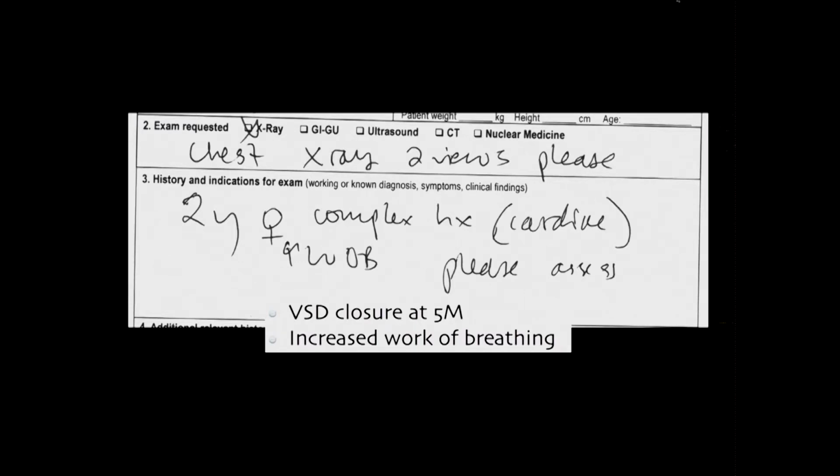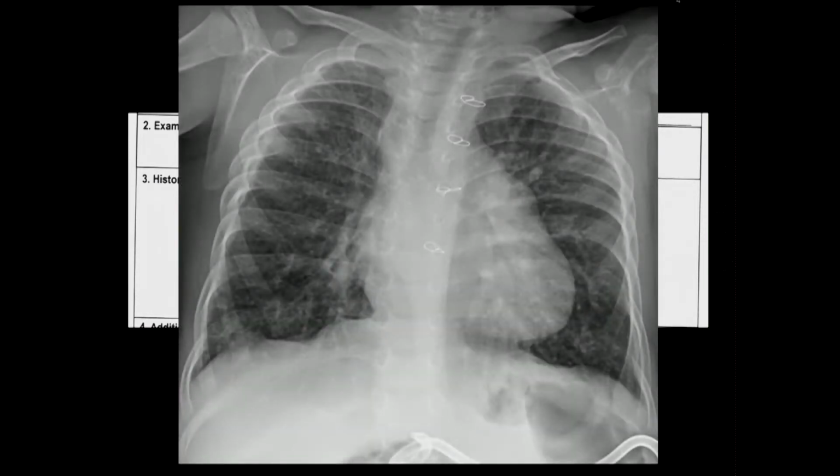Okay, this is a 2-year-old female with complex congenital heart disease. The patient underwent VSD closure at 5 months, with increased work of breathing. So what about this chest X-ray? You have a little bit of a pleural reaction here, and the vascularity is not symmetric. This is a typical increased vascularity, while this is a typical pulmonary venous hypertension, a lot dirtier and reticular. If you see that, right away you suspect obstruction of the pulmonary vein on this side.